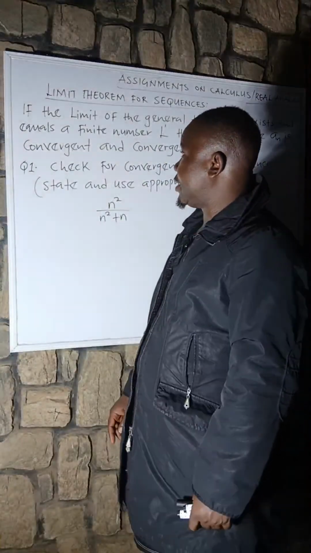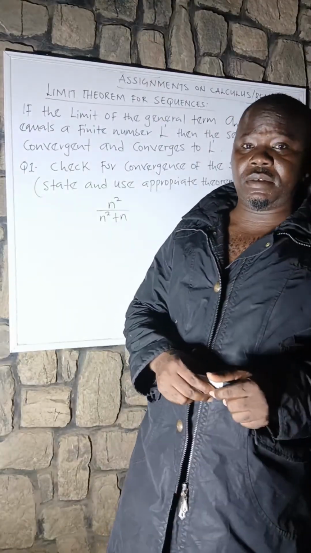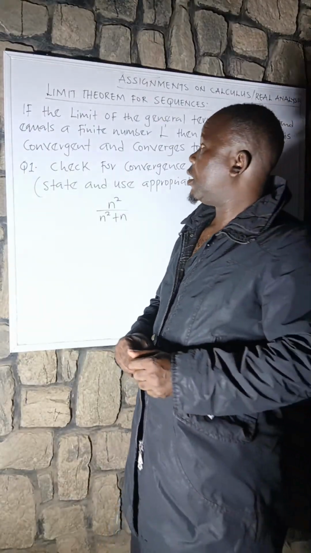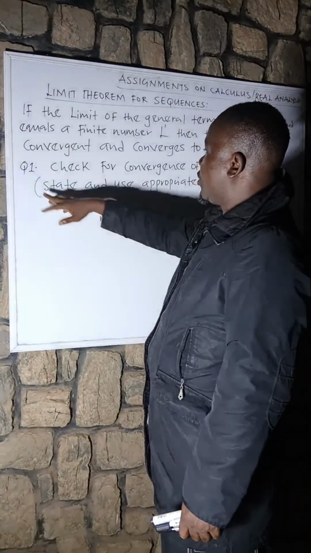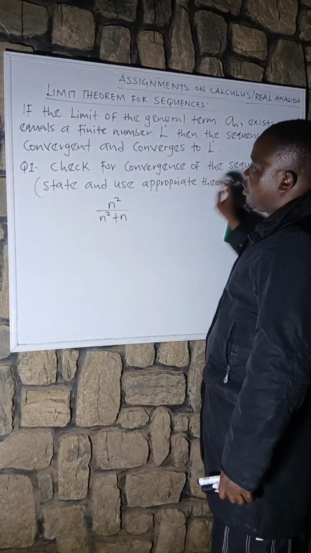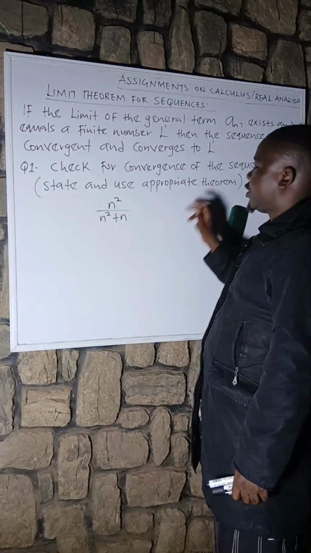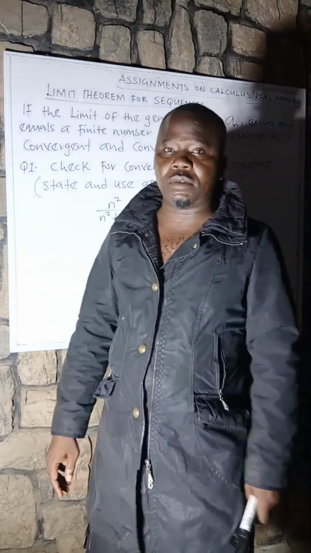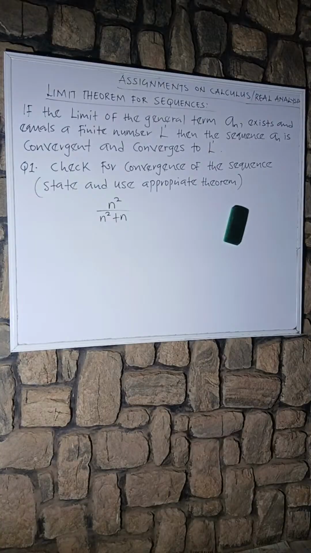This assignment is, I think, from NDA, Nigerian Defense Academy, for PGD students. We have here the question. Question 1: check for convergence of the sequence, state and use appropriate theory. That is what we want to look at. Please look at the board and copy the question first.